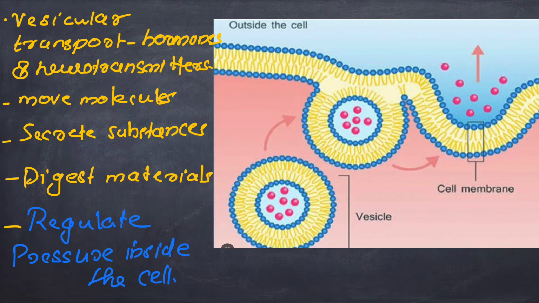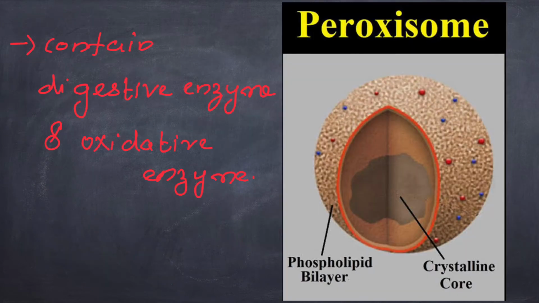Secretory vesicle helps in the vesicular transport of hormones and neurotransmitters. It helps in movement of molecules, secrete substances and digest materials. An important role is it regulates pressure inside the cell. These are peroxisomes. They are membrane-bound organelles. They contain digestive enzymes for breaking down toxic materials inside the cell. And they contain oxidative enzymes for metabolic activity.